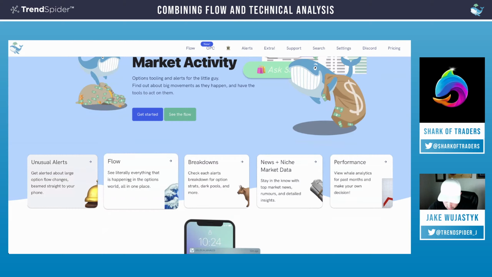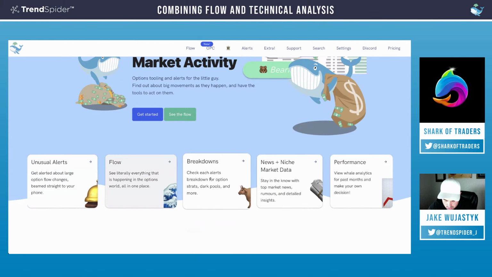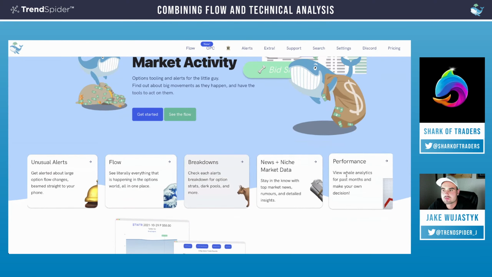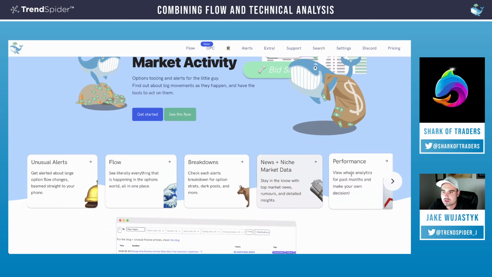Then we'll dive a little deeper into their filter, which is absolutely amazing. They have different breakdowns here that show you what's going on. Their news is absolutely amazing. And then they also give you a performance, right? They tell you how good they've done and how bad they've done and what days to focus on. It's kind of funny. I actually love it.